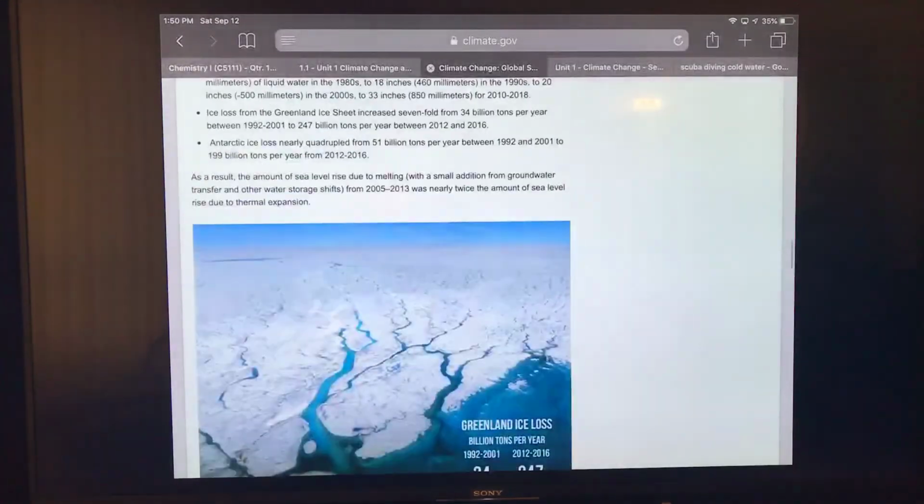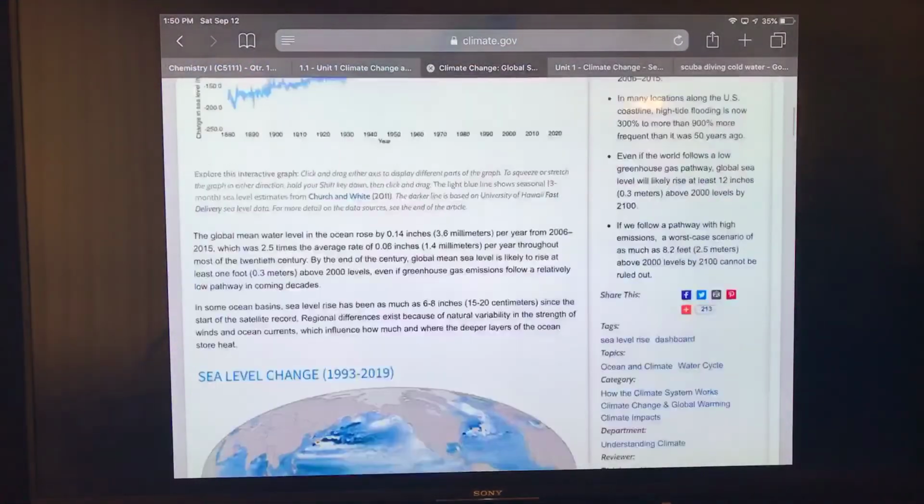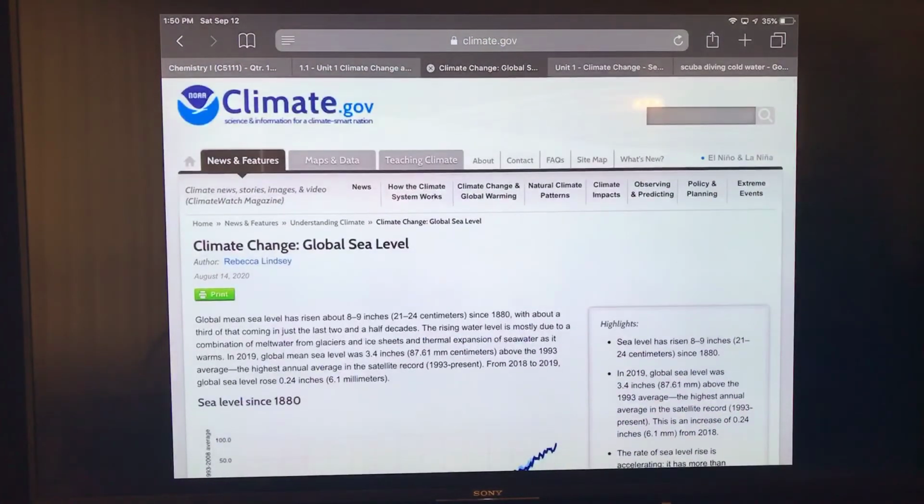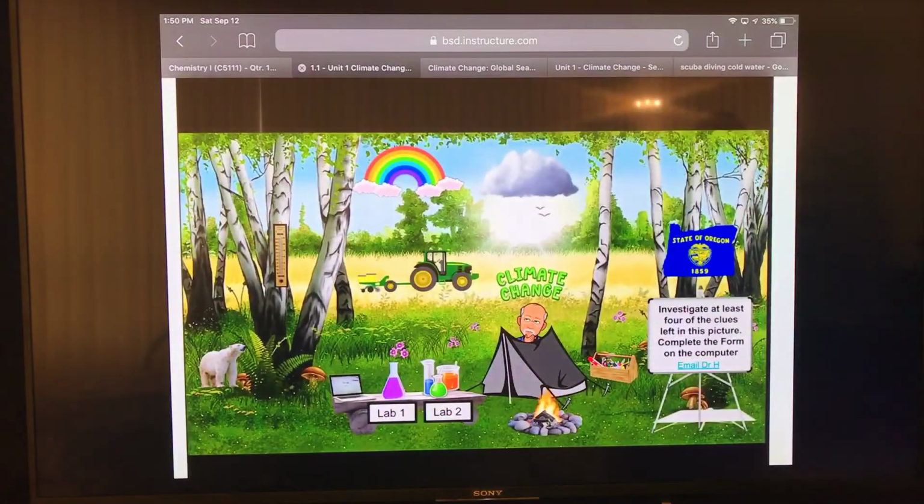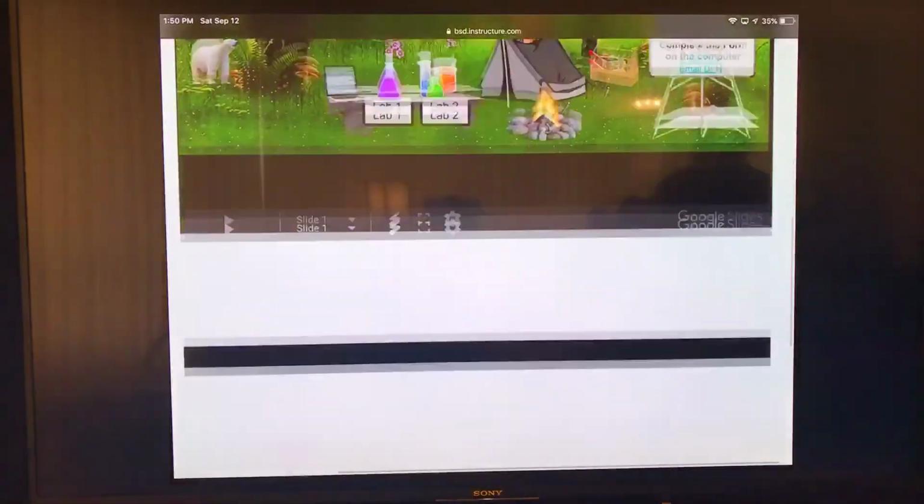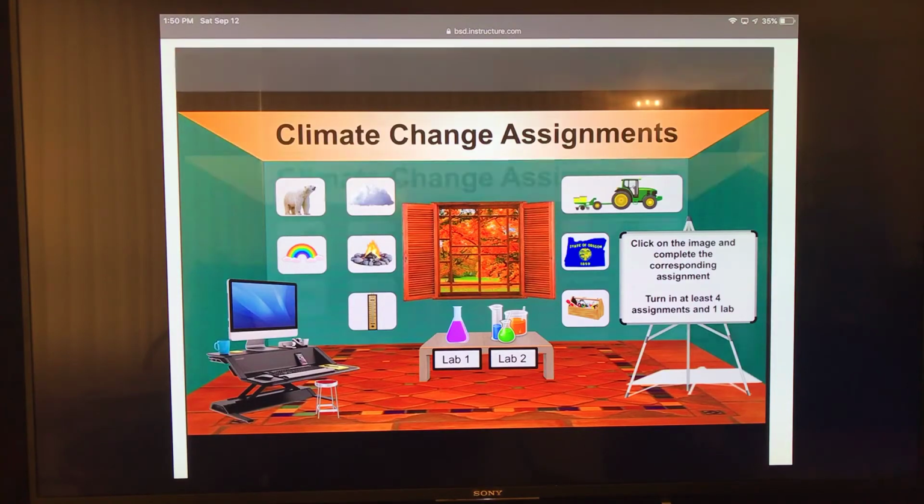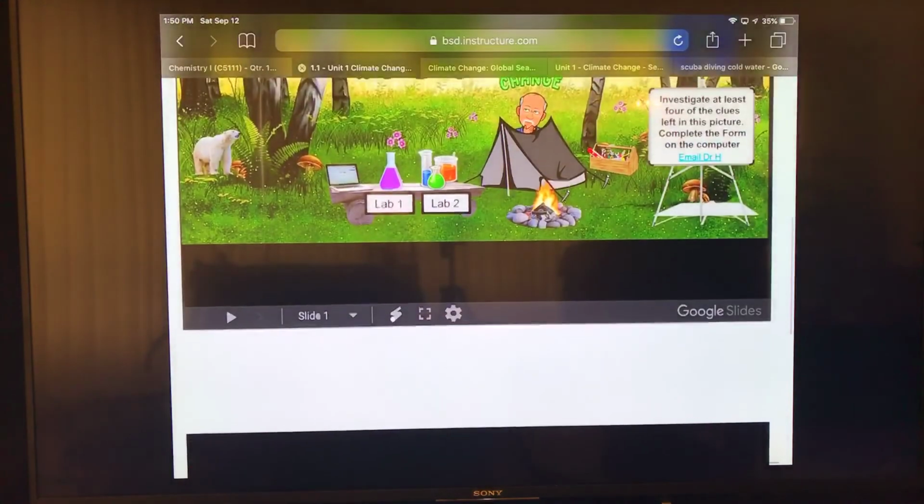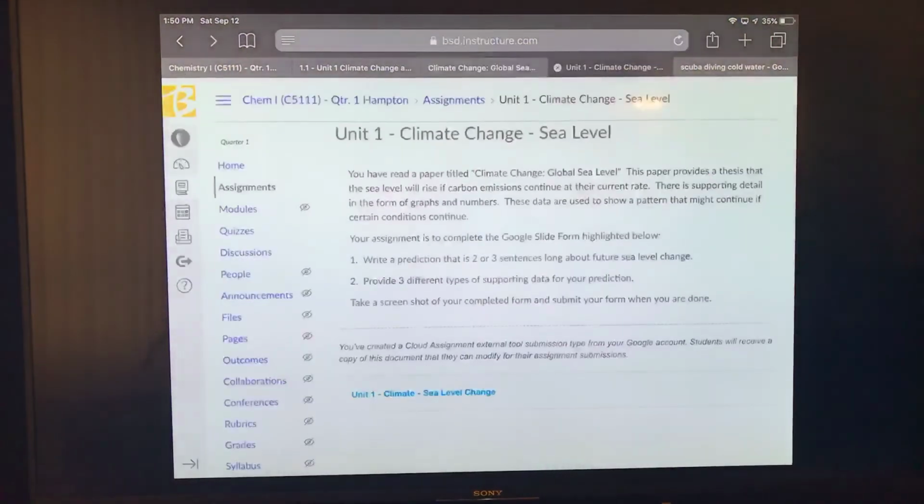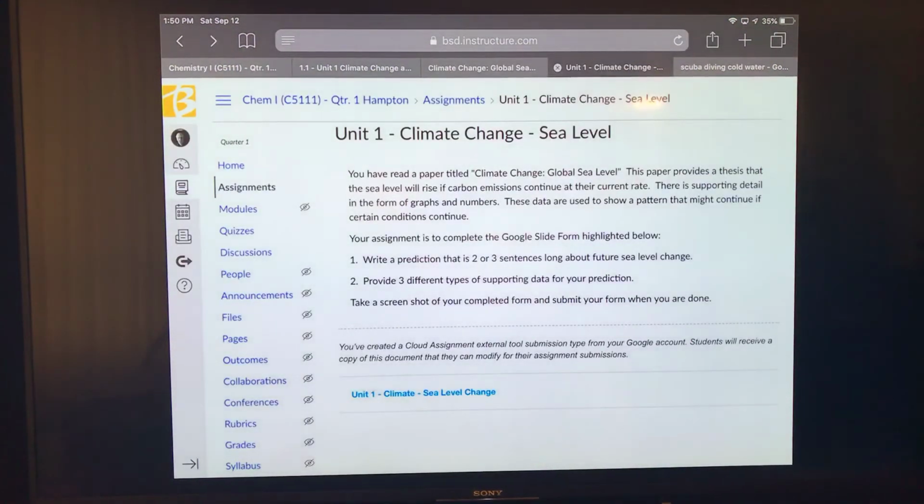All right, so once you get done going through that article and perhaps taking a few notes, or you could just be referring back to it, then you say, okay, I did the polar bear thing. That's one of the things I had to do. What do I do with that? Come down here and look at climate change assignments. And then when you hit the polar bear, you will be taken off to the assignment page.